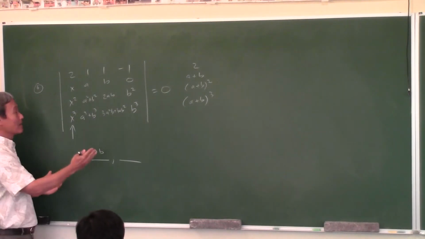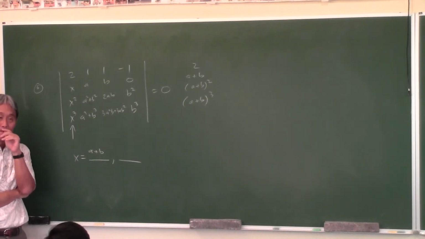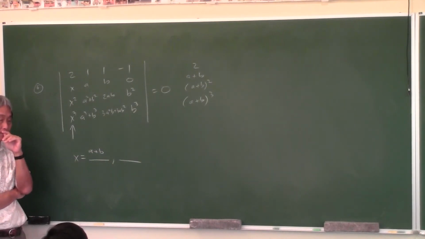Wait, what? If one column is a multiple of another column, the determinant is 0. That's trippy.